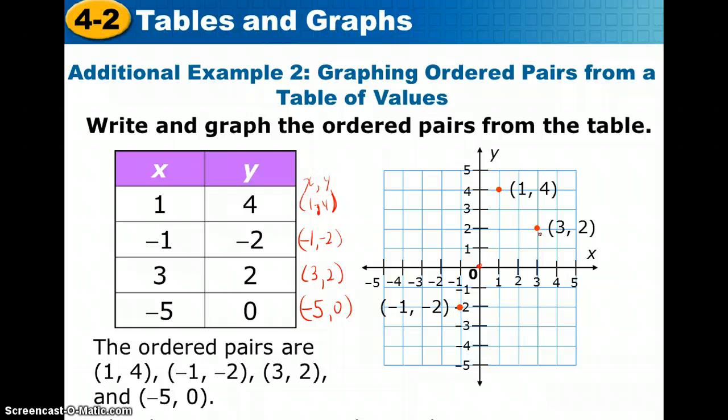And our last one, (-5, 0). We go -5, but we can't move from there. So we're staying on the x-axis. Those 0 numbers are always the hardest ones to do.